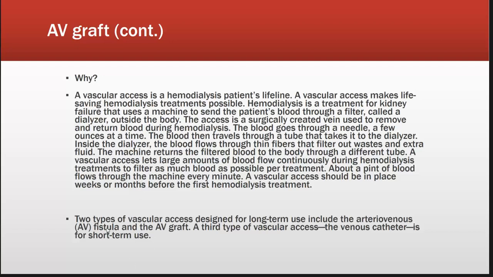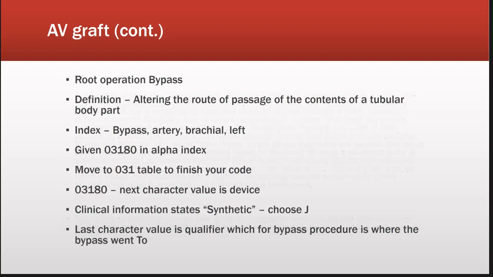And there's 2 ways. There's an AV fistula and an AV graft. In this case, you are coding an AV graft because that's what's documented in your clinical information. Again, the root operation is bypass. We're going to index the word bypass. Artery, brachial left, what's being bypassed. We're given 03180. In the alpha, you're given 5 character values, but you still need to finish your code. You move to the 031 table.